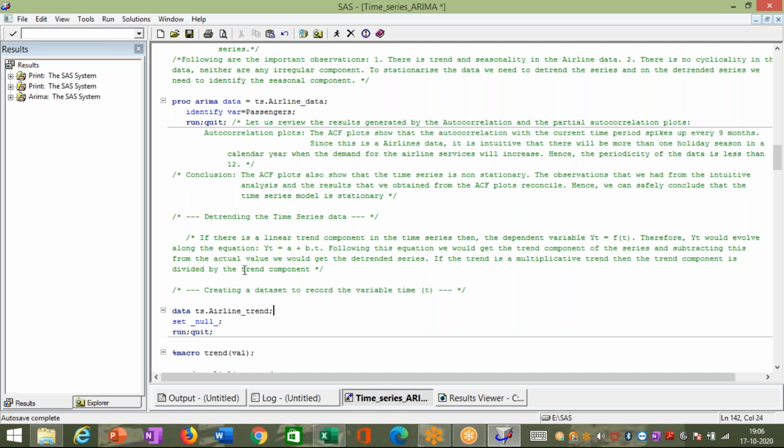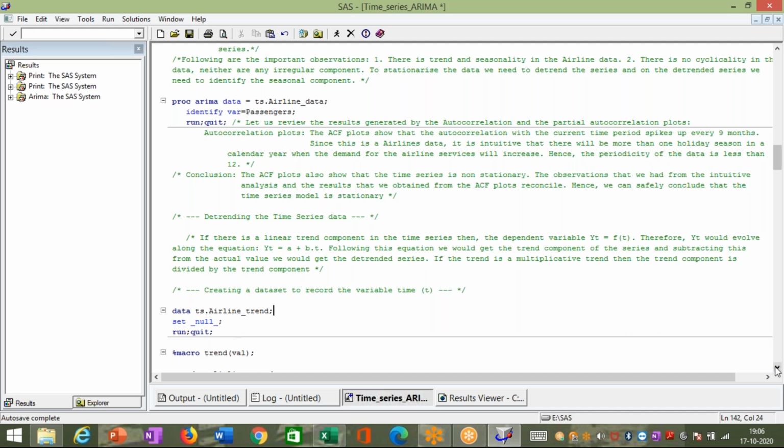Okay. So what we'll do is we'll first try to identify the value of yt which is changing as a result of time. And then following this equation, we would get the trend component of the series, and then we would subtract this from the actual value. We would get the trended series. So that's the exercise that we will be doing.